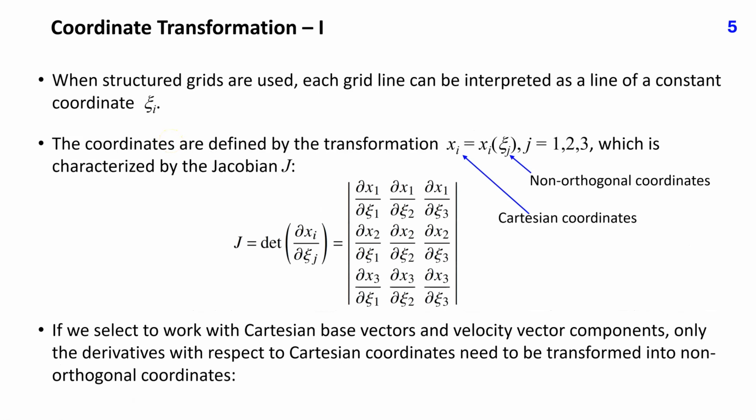When structured grids are used, each grid line can be interpreted as a line of a constant coordinate psi i. The coordinates are defined by the coordinate transformation xi equals xi of psi j, where j goes from 1 to 3, which is characterized by the Jacobian J. If we select to work with Cartesian-based vectors and velocity vector components, only the derivatives with respect to Cartesian coordinates need to be transformed into non-orthogonal coordinates. This is shown in the next slide.